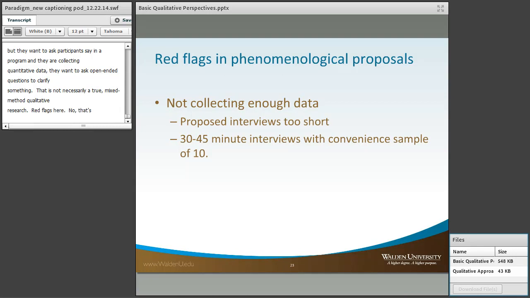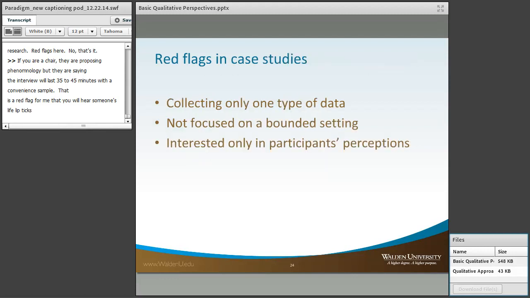Okay. And the other thing, from the perspective of a URR chair: if they are proposing phenomenology, but saying that the interview will last 30 to 45 minutes with a convenient sample, that really is a red flag for me. You're going to actually hear somebody's lived experience on a great big problem in 30 minutes? So that's something to be aware of. Maybe that's not even right for basic design, but 45 to 90 minutes might be more appropriate.